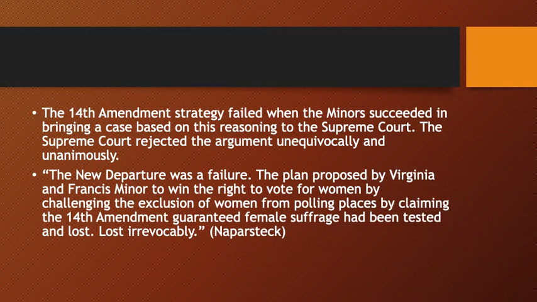The 14th Amendment strategy failed when the Minors succeeded in bringing a case based on this reasoning to the Supreme Court, and the Supreme Court rejected the argument unequivocally and unanimously. Quoting from Naparstek, "The new departure, this strategy, was a failure. The plan proposed by Virginia and Francis Minor to win the right to vote for women by challenging the exclusion of women from polling places by claiming the 14th Amendment guaranteed female suffrage had been tested and lost irrevocably." And ironically, Justice Hunt was one member of the Supreme Court which found unanimously against this strategy.